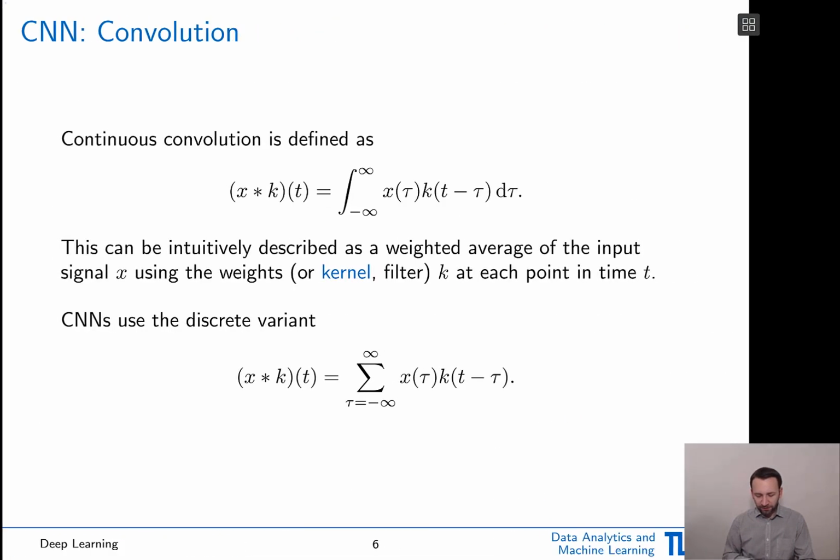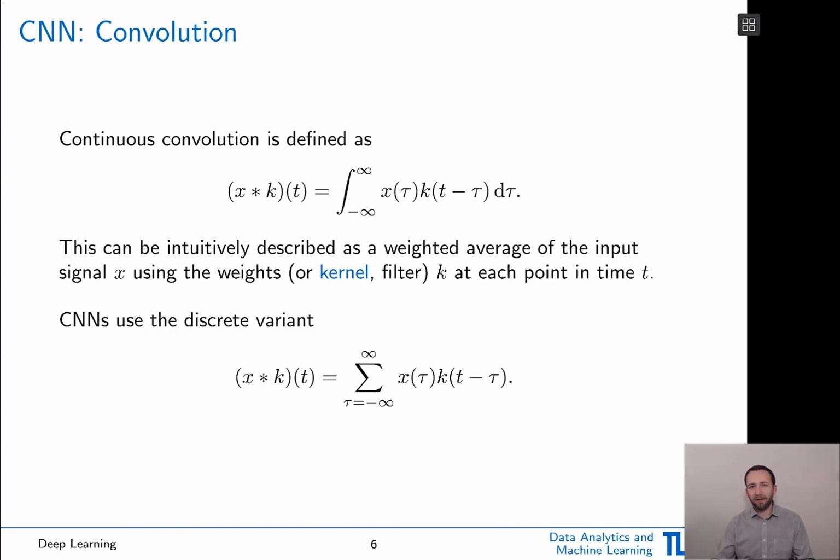So what are these convolutional layers? Let's start from a theoretical point of view: what is a convolution technically? For continuous data, for continuous functions, a convolution is defined as follows. You have an input signal x, here a one-dimensional signal, some continuous function with one argument. And then you have a so-called kernel or filter k, which is also a continuous function. And then the convolution is defined as you see it here.